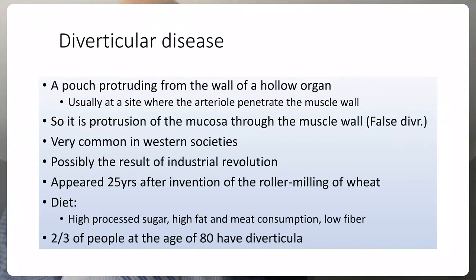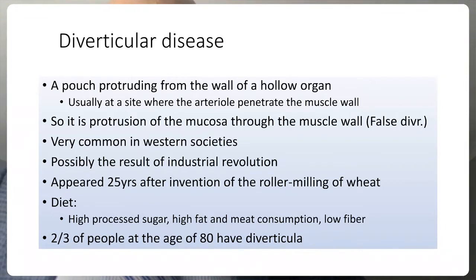This condition is extremely common. It affects the colon, and the most common site is the sigmoid colon. And from a historical point of view, it seemed to be a byproduct of the Industrial Revolution. It's extremely common in Western society, where the diet is high in fat, high in protein, and low in fiber.